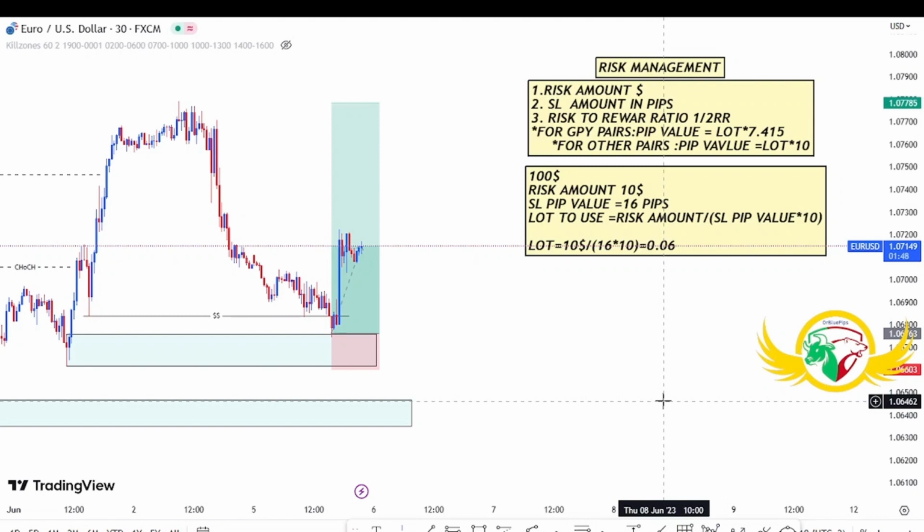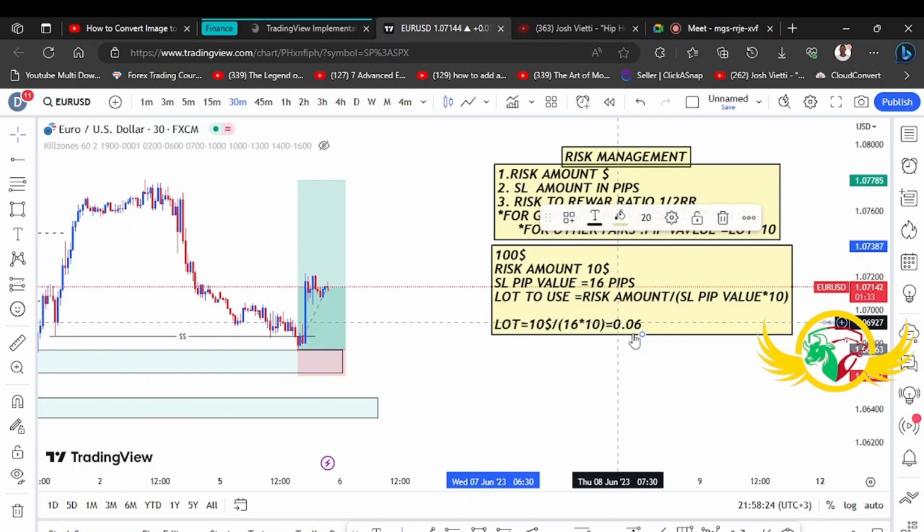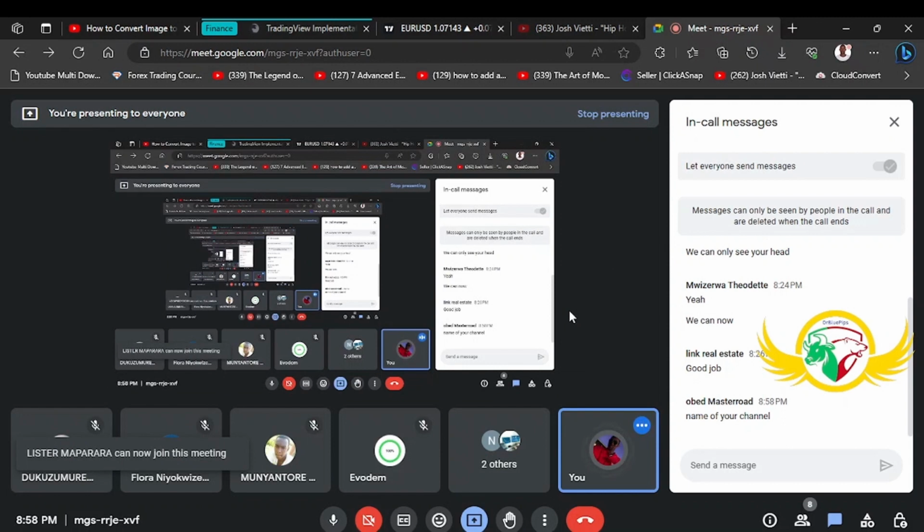So if you have any question, you can ask me regarding what we were studying, this risk management technique. Any question, guys? Unmute yourself or type in the chat box. Seems like there's no question.